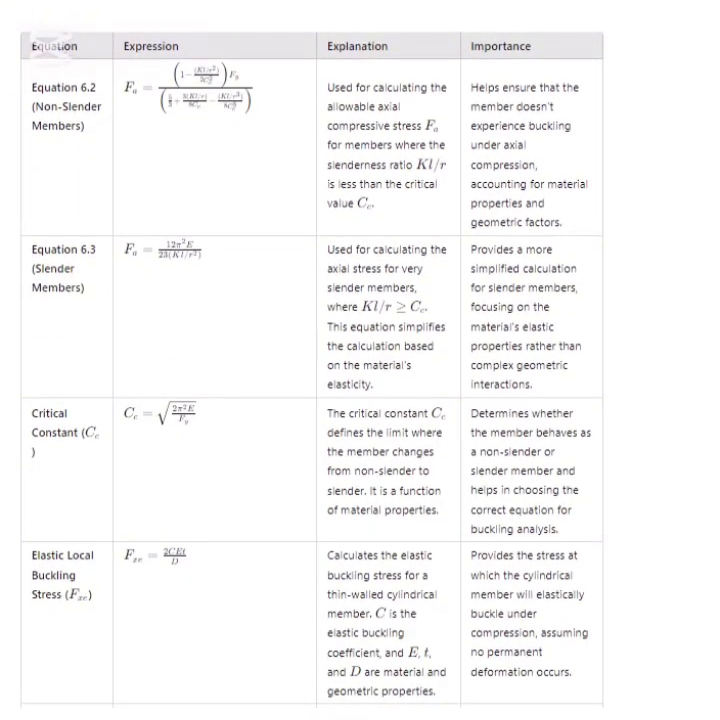You can see it here. Here you can see equation 6.2: non-slender member, then slender member, then critical constant Cc, then elastic buckling stress. We can see the Fa value used for calculating the allowable axial compressive stress. Fa, for members where the KL/R slenderness ratio is less than the Cc value, helps ensure that the member does not experience buckling under uniaxial compression, accounting for material and geometric parameter factors. And the next one, if you see it, this one is the Fa value.